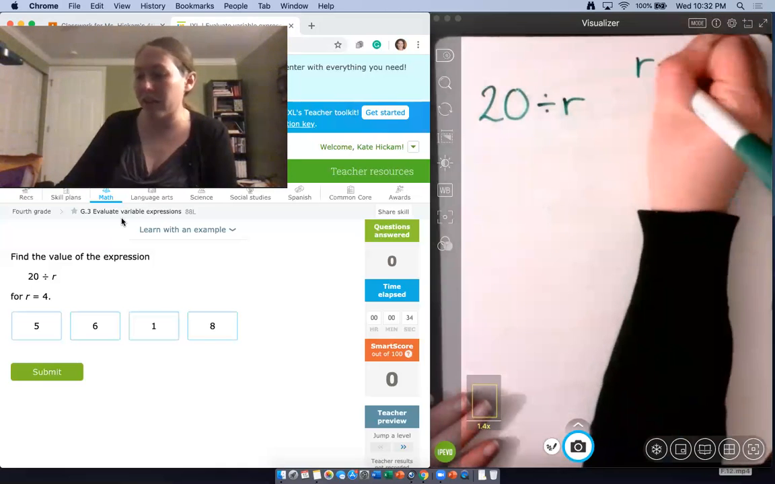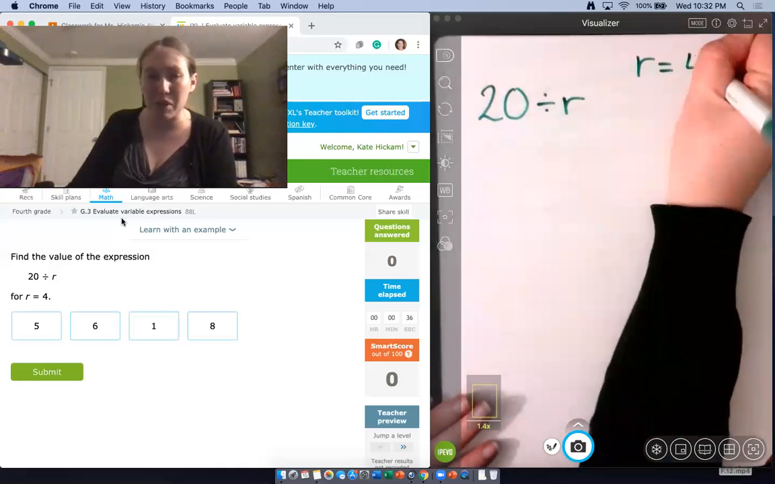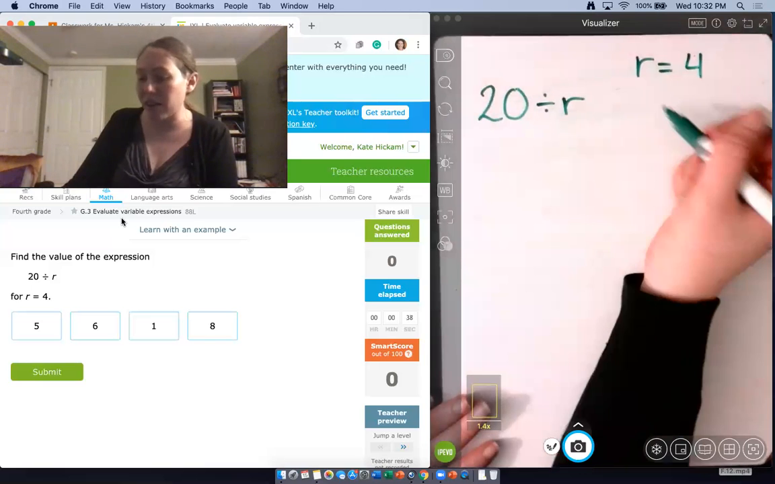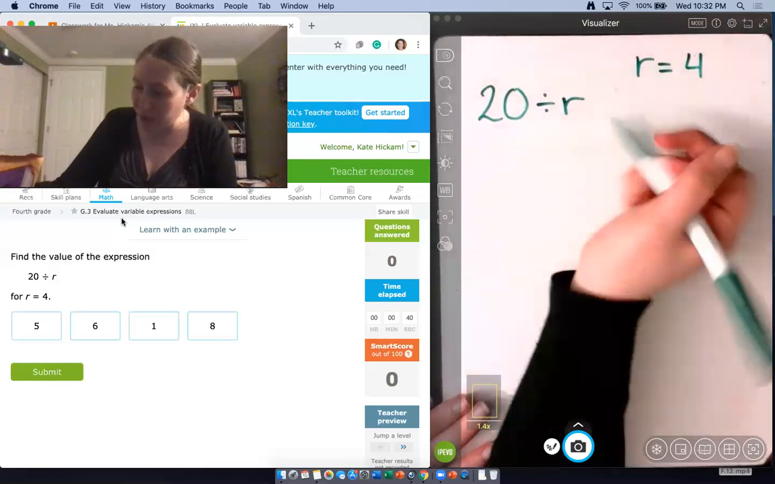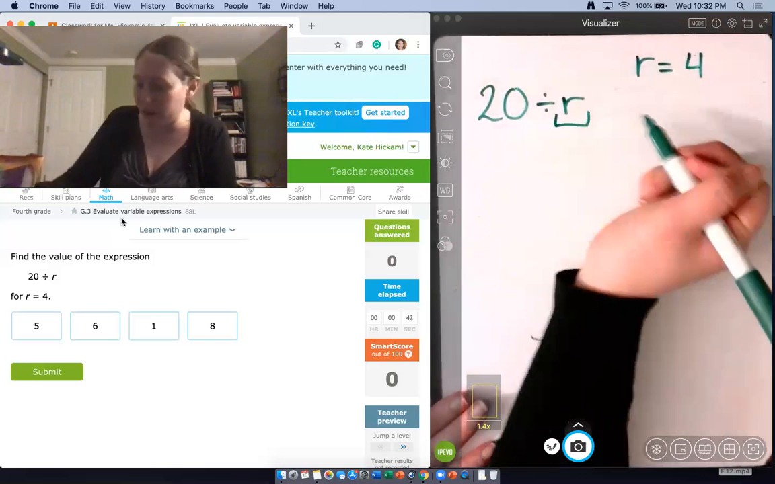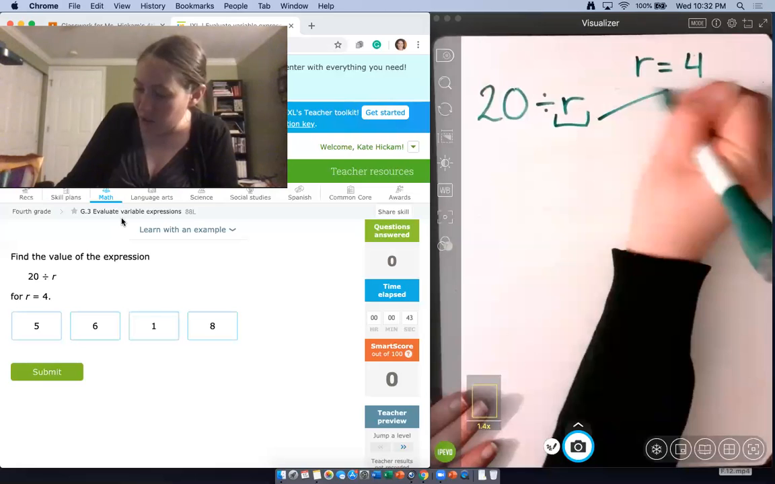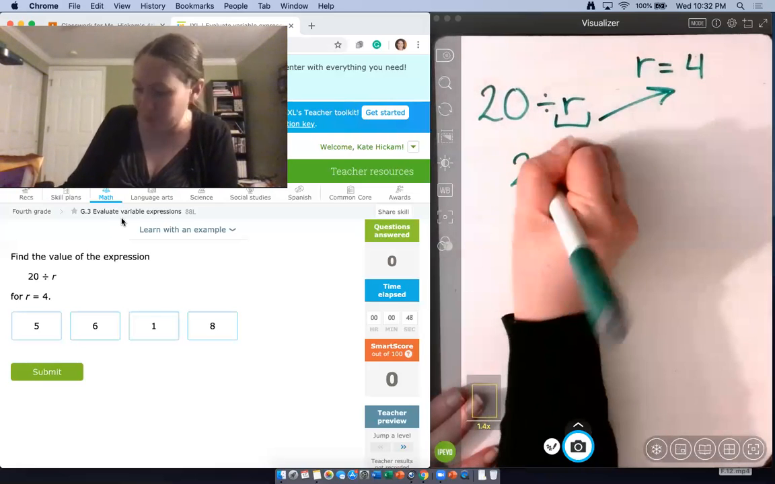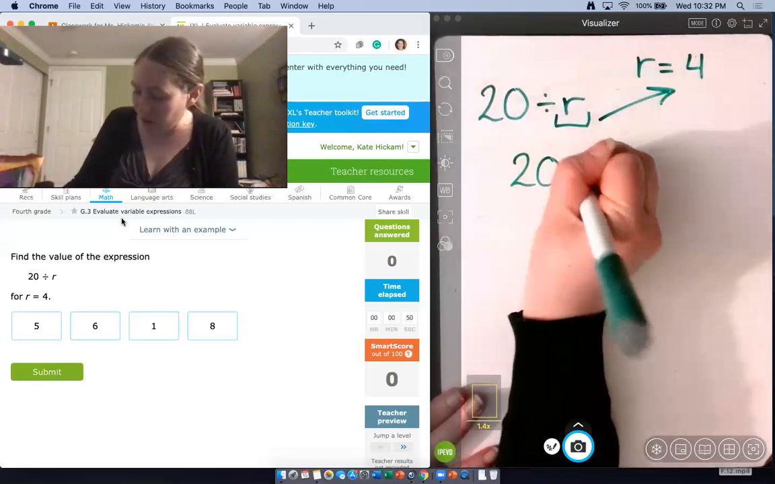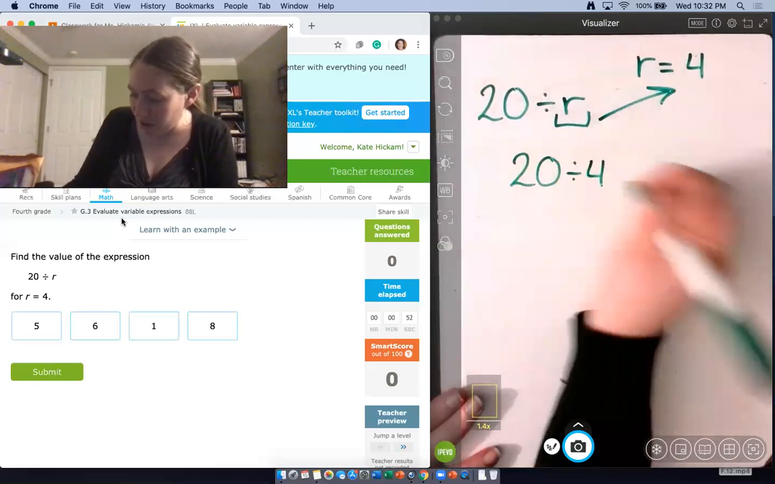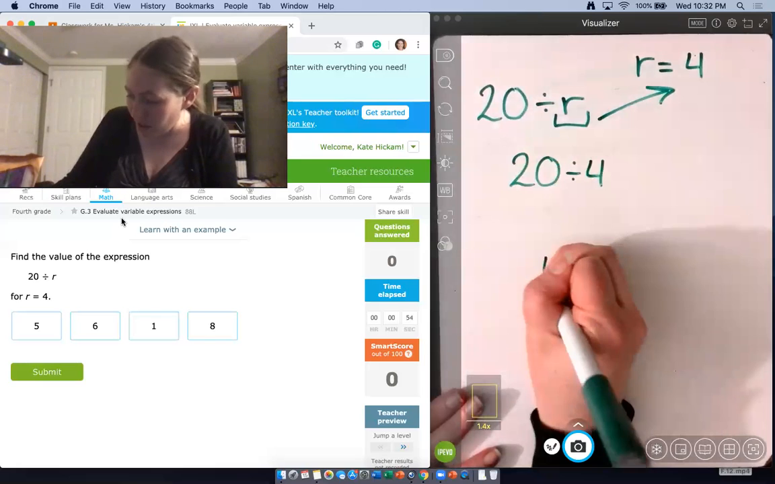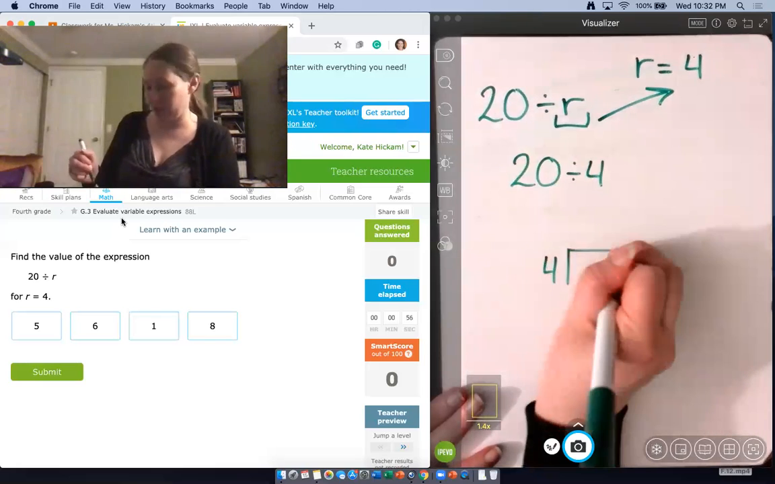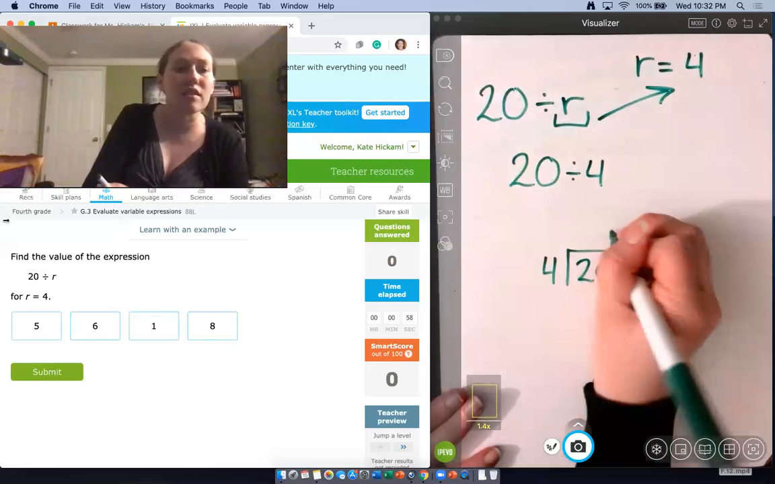So all we have to do is go to our expression, and anywhere that has r, replace it with that. So all this is saying is 20 divided by 4. And we know that 4 goes into 20 5 times. So our answer is 5.